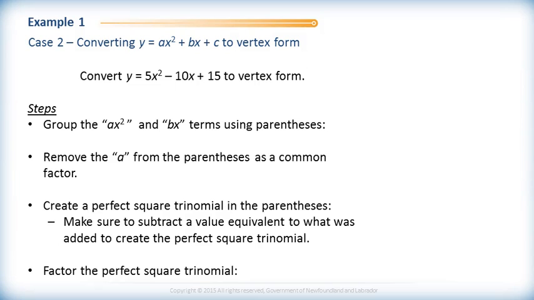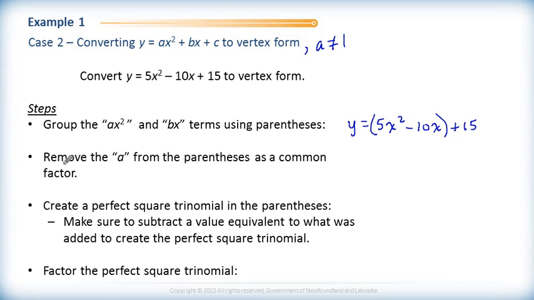So now we have the vertex form where we could easily read the vertex of the parabola should we so desire. Case 2 is when the a value is not equal to 1. So for example, convert y equals 5x squared minus 10x plus 15 to vertex form. First step now is group the ax squared and bx terms using the parentheses. So I do that. But now there's a catch. I have a 5 in front of that x squared, so we don't know how to create perfect square trinomials doing that, at least not in this course.